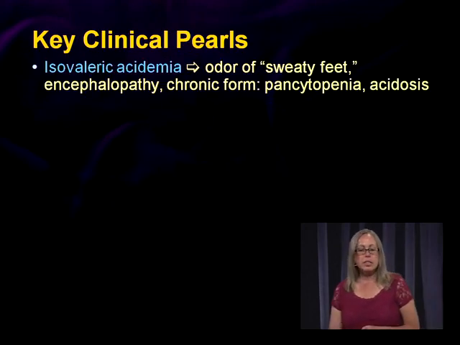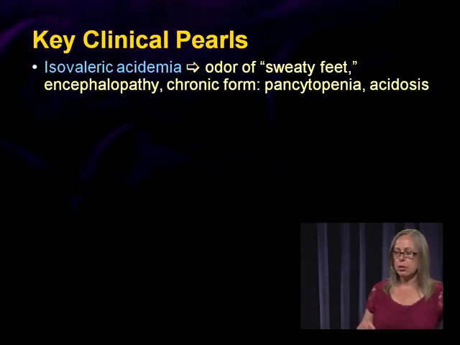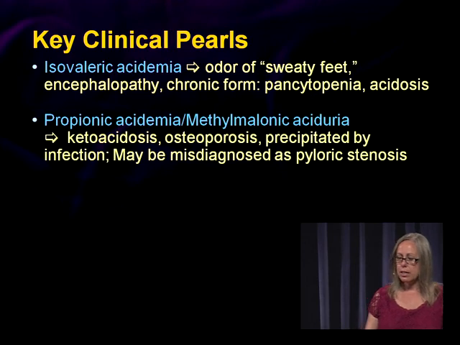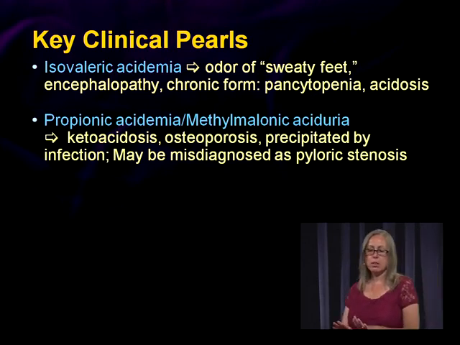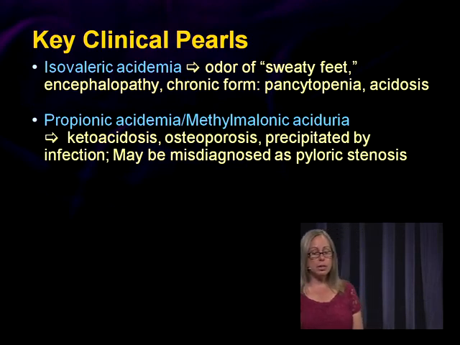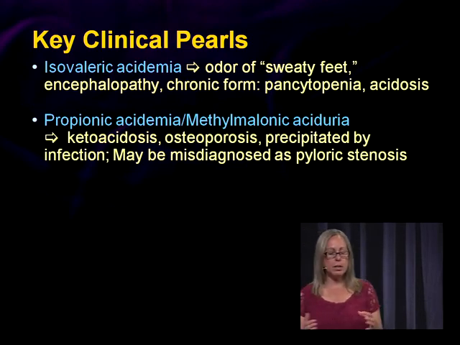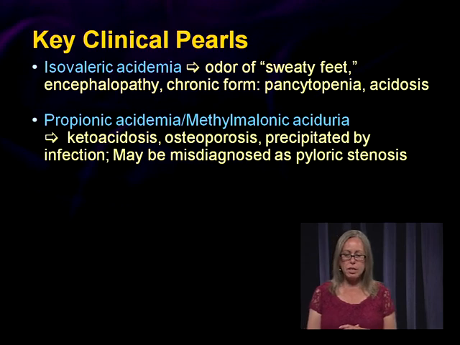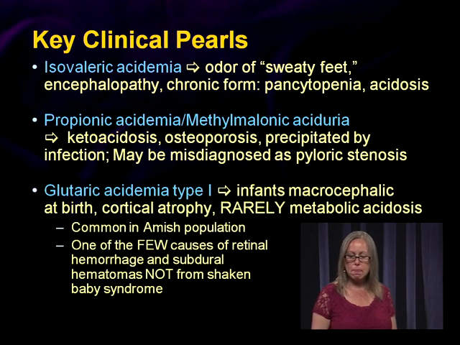Okay, so isovaleric acidemia is the odor of sweaty feet. It gives you an encephalopathy. Chronic form can have pancytopenia and chronic acidosis. Propionic and methylmalonic present with ketoacidosis, can also have osteoporosis, and an event can be triggered by infection and may initially be misdiagnosed as pyloric stenosis with the amount of vomiting that's going on.